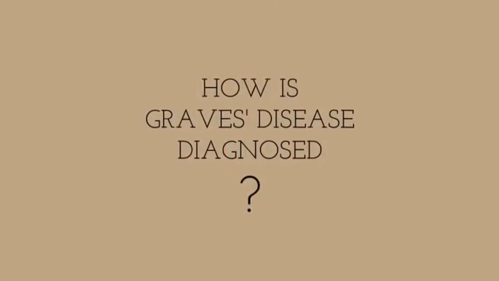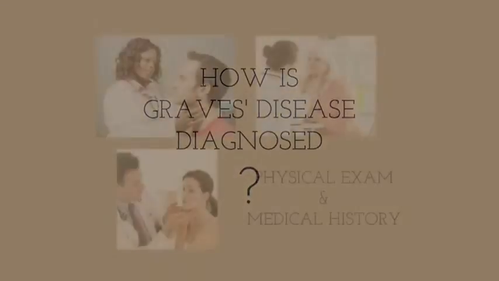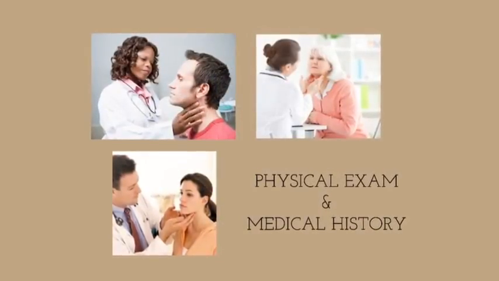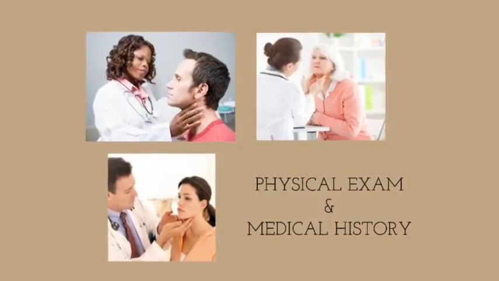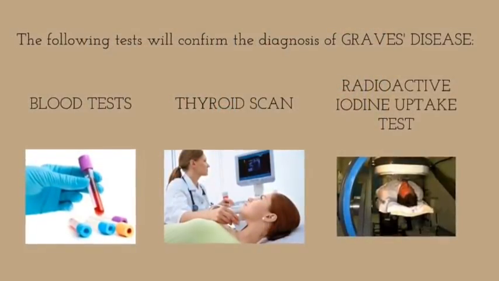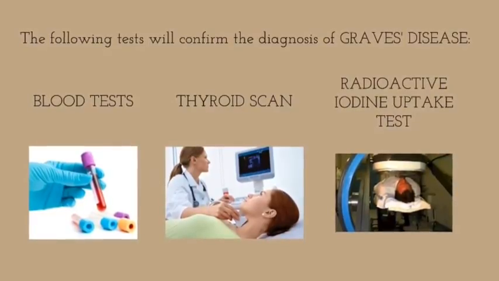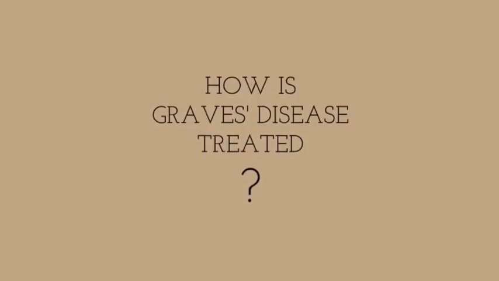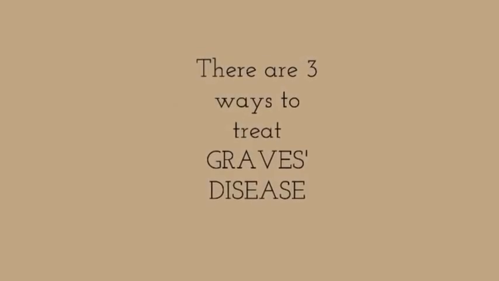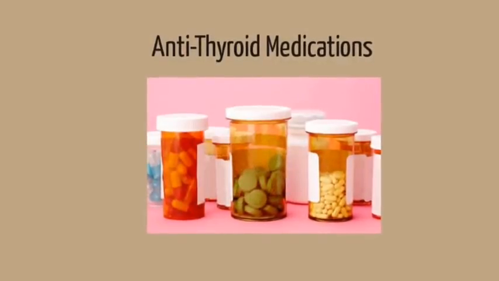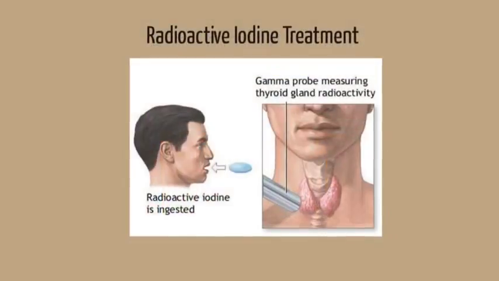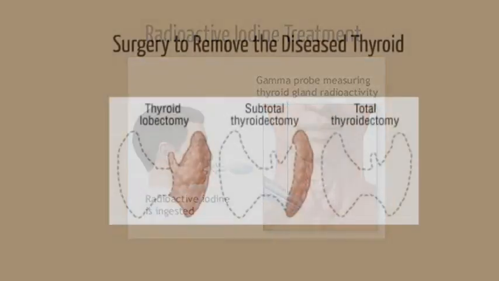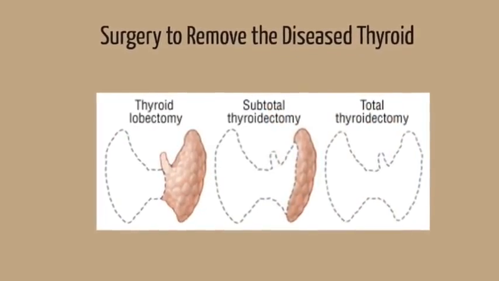How is Graves' disease diagnosed? Healthcare providers can sometimes diagnose Graves' disease based only on physical exam and medical history. The following tests will confirm the diagnosis of Graves' disease. How is Graves' disease treated? There are 3 ways to treat Graves' disease: antithyroid medications, radioactive iodine treatment, and surgery to remove the diseased thyroid. Your physician will discuss the best treatment options for you.